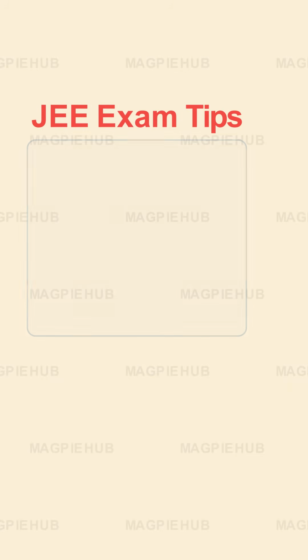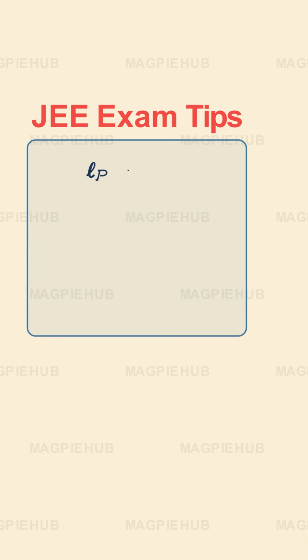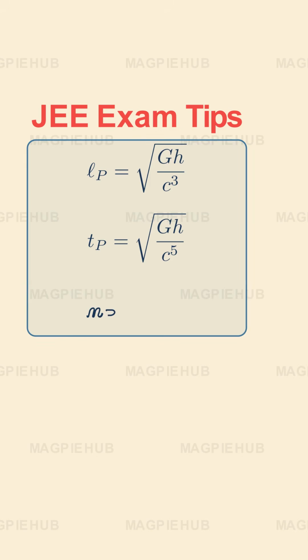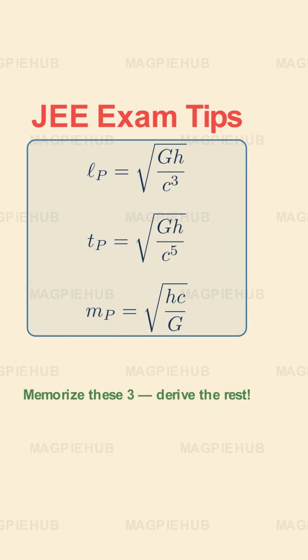JEE exam tip: for Planck unit problems, memorize the 3 key Planck quantities. Planck length equals square root of Gh over c cubed. Planck time equals square root of Gh over c to the 5. Planck mass equals square root of hc over G. Then use dimensional analysis to verify. This saves time in the exam.